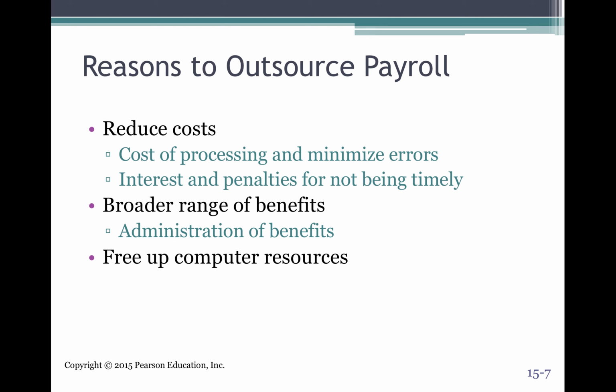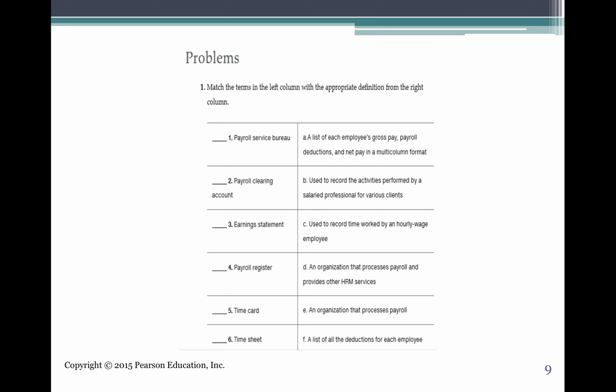All right, so there's one problem at the back, and there's two separate parts to it. One is matching, so match the terms on the left with definitions on the right. I'll do the first one. Payroll Service Bureau would be D, an organization that processes payroll and provides other HRM services.